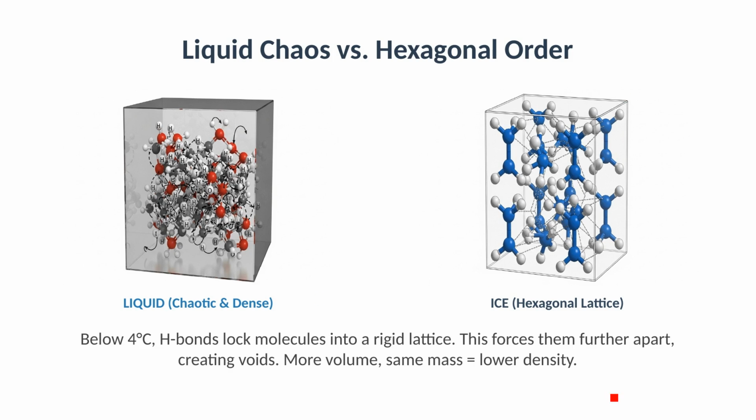Compare these two boxes. Box A on the left is liquid water. It's chaotic and tightly packed. But look at box B. When water freezes, the H-bonds lock into a rigid hexagonal lattice. This actually forces the molecules further apart, creating those empty voids you see in the middle. More volume with the same mass means lower density. Ice is literally full of holes.